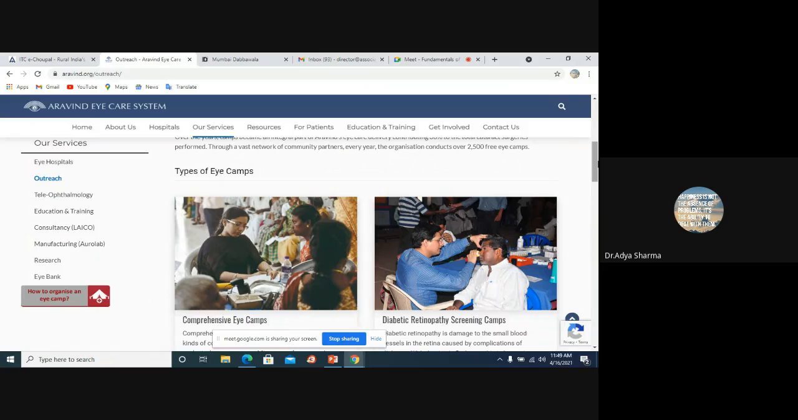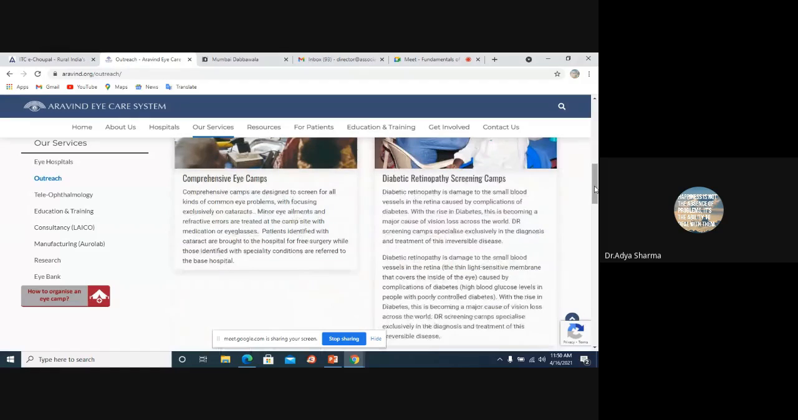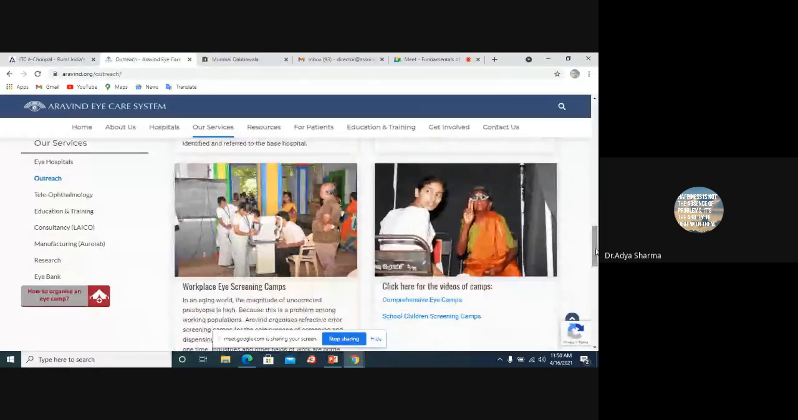Who says that a hospital has to be a brick and mortar? In fact, a brick and mortar is so expensive. And if you have to reach out to the maximum number of people in my country, people who are below a certain socioeconomic section, you need to innovate. And they have camps for diabetic retinopathy, they have comprehensive eye camps, they have school children screening camps, they have pediatric eye screening camps, and so on.